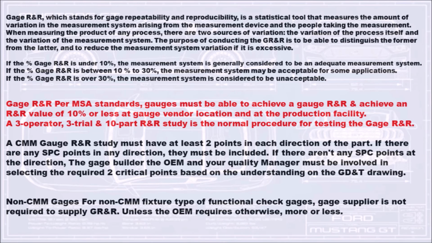A CMM gauge R&R study must have at least 2 points in each direction of the part. If there are any SBC points in any direction, they must be included. If there aren't any SBC points in that direction, the gauge builder, the OEM, and your quality manager must be involved in selecting the required 2 critical points based on the understanding of the GD&T drawing.